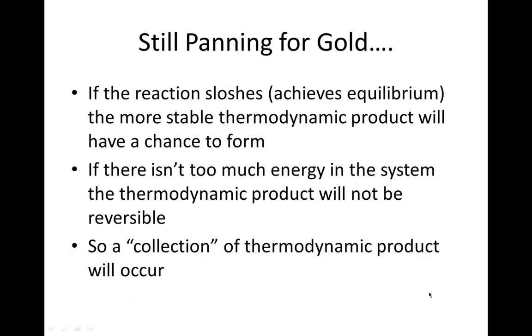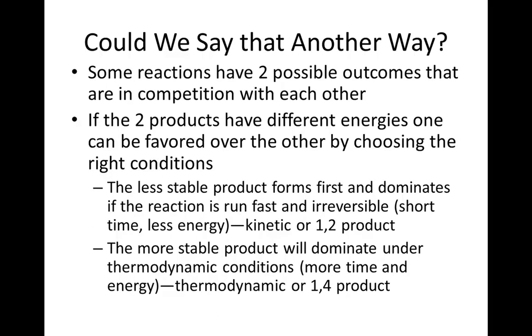Now let's go back and consider the reaction that we started out looking at in the beginning. So we're talking about if the reaction has an opportunity to achieve equilibrium, slosh back and forth, and you don't have so much energy in the system that you swamp your finesse, then you can get a fair amount of the thermodynamic product to form. If you don't want that, then you just let it run at colder temperatures for a short amount of time.